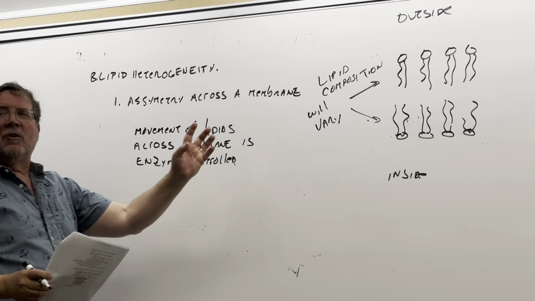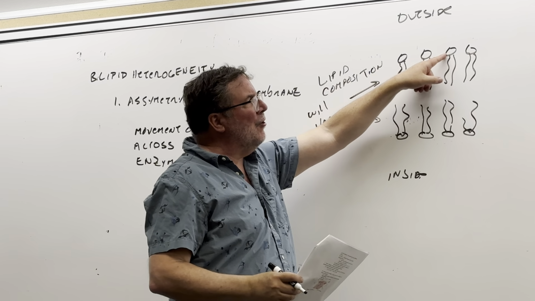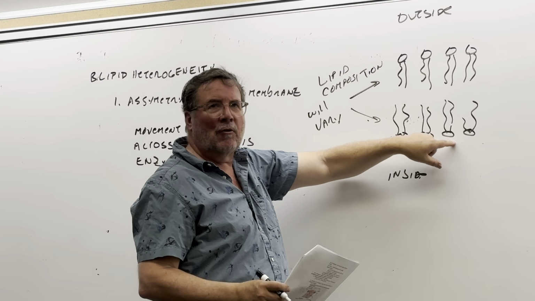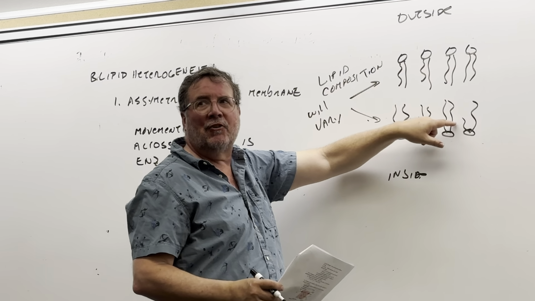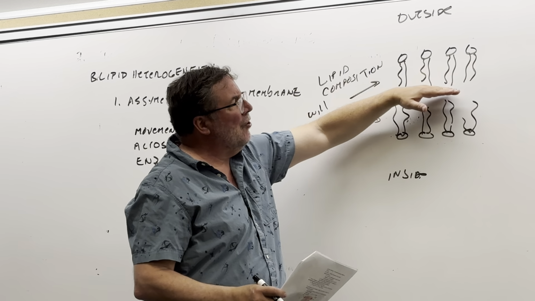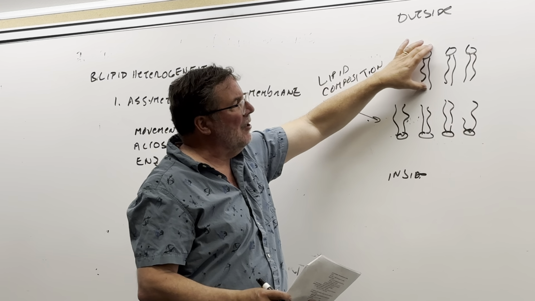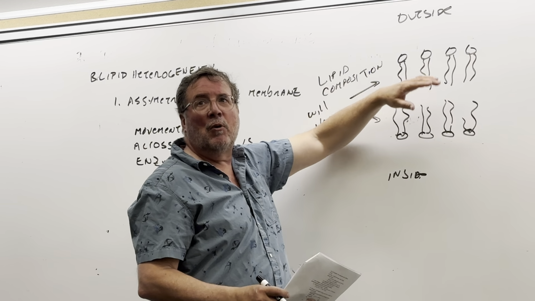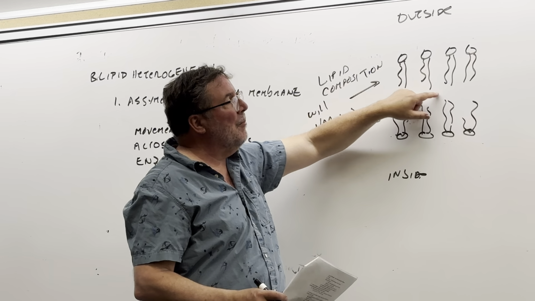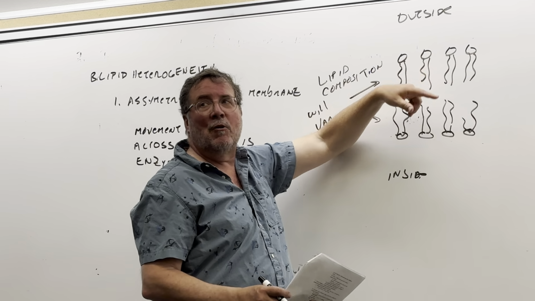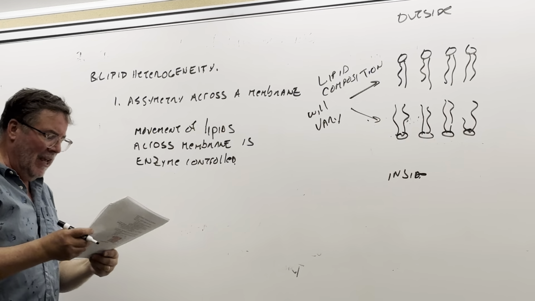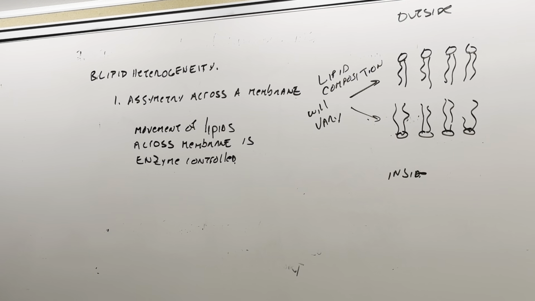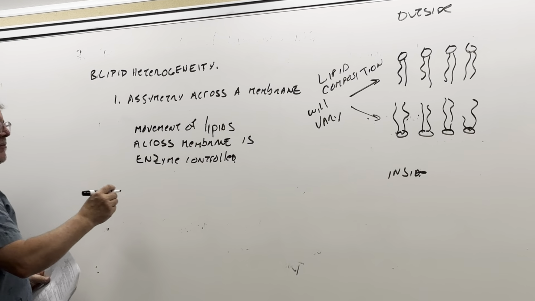It's not real easy, if you have a polar head group, there's a pretty high energetic barrier to it flipping across the membrane, but it will happen at a certain rate. So if you start out with a membrane that has a different composition on the outside than the inside, over time it's going to equilibrate. But there are enzymes that are actively working to maintain this difference. They're called flippases.